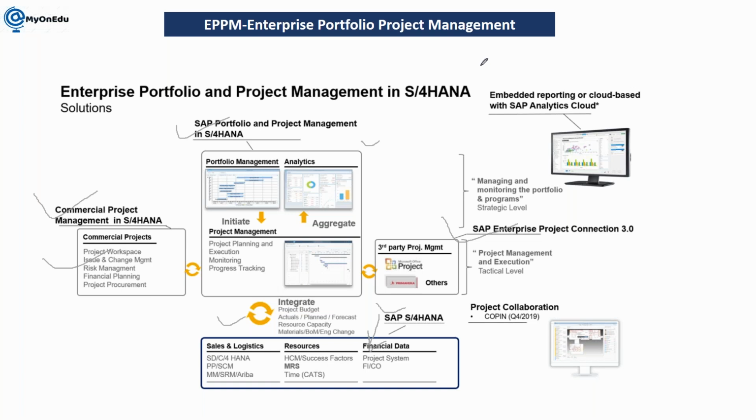After the latest version of SAP S4HANA, SAP kept these four major modules in SAP EPPM. First is project system, PS. Second is portfolio project management. Third is commercial project management, and fourth is SAP EPC, Enterprise Project Connection. I'll let you know how exactly we are using all four of these modules in different places.